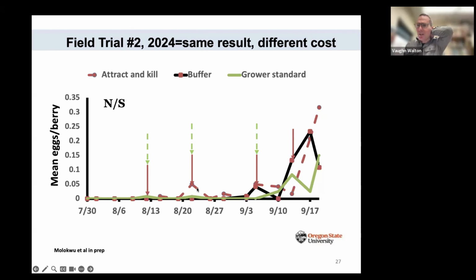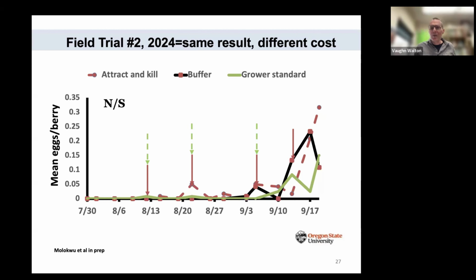Again, this was a high pressure plot in the attract and kill. The pressure was highest in the buffer, and the attract and kill was kind of the same thing at 0.2 eggs, or how can I put it, 1 egg every 5th berry, more or less. Again, no issue whatsoever with any crop damage. In this case, 3 applications with Entrust close to harvest as opposed to 4 applications with the drone sprays. And so still very, very comparable, maybe slightly different cost.